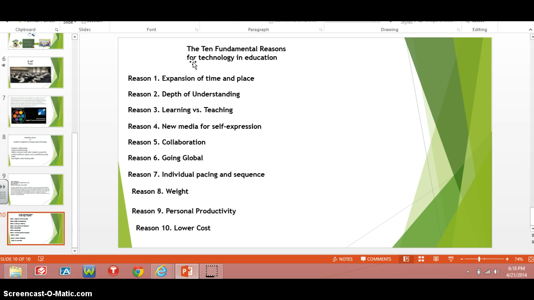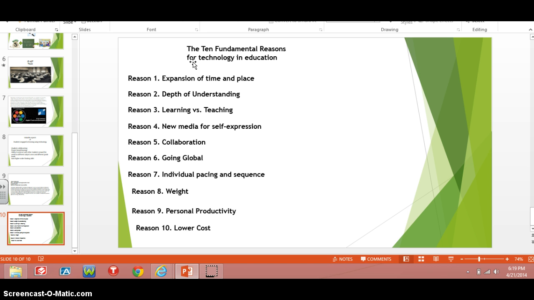Reason 6, going global. The students can expand because of the zero cost of communicating with other people around the globe. It's free video conferencing, which permits interaction in real time with other schools in other countries and other communities. And from an educational viewpoint, more important than understanding other cultures, there's direct dialogue and collaboration.